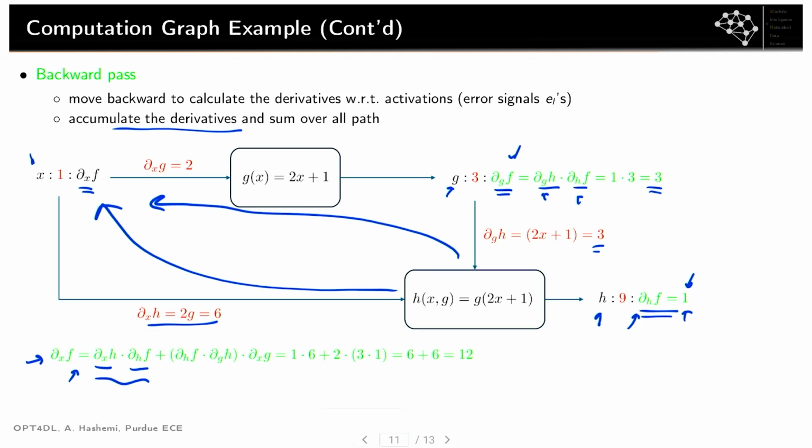So therefore, there is another term. What's the other term? It is basically the derivative of f with respect to h, which is 1, since now I'm moving along this path, plus the derivative of h with respect to g, which is 3, something I calculate in the forward pass. And then finally, the result is nothing but the product with the partial derivative of g with respect to x, which is equal to 2. Again, something I calculate in the forward pass. So therefore, when I do this accumulation, I'm going to find that the partial derivative is nothing but 12, the result that we expected to see.